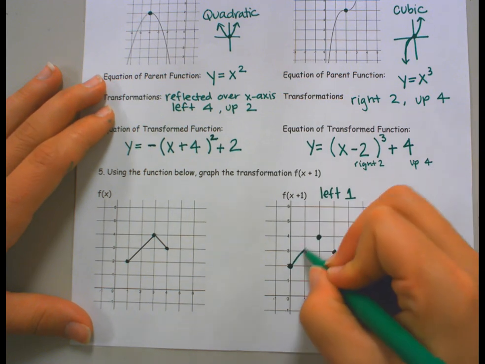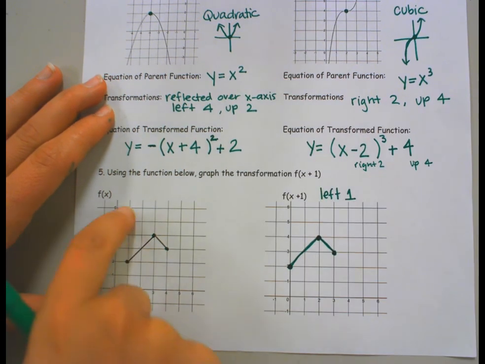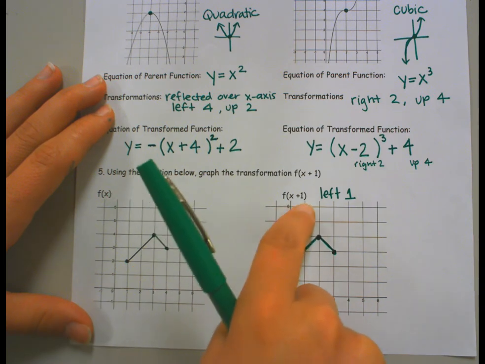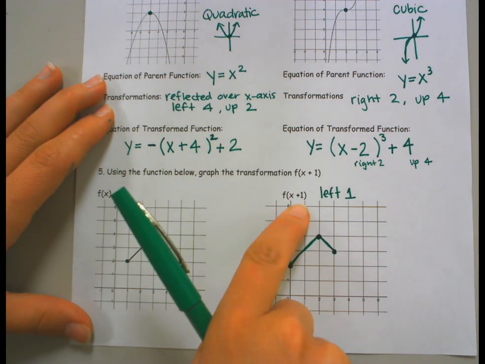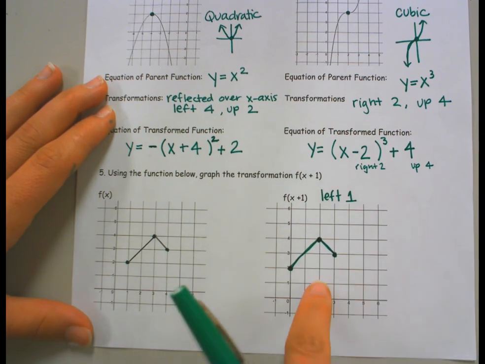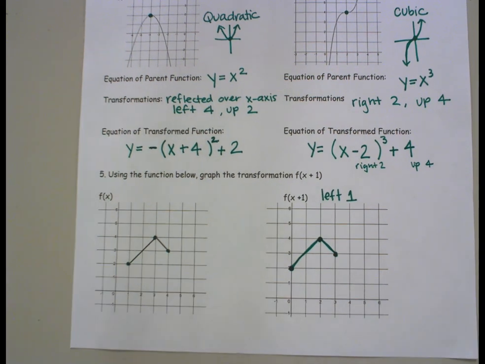So all I did was take the original function that they gave me, which we're just calling f of x. This picture could be anything. And we're doing the transformation that is in this problem here. So plus 1 meant I moved left 1. So I took this exact graph and I just moved it to the left 1. So hopefully this helps you as you continue working with transformations.